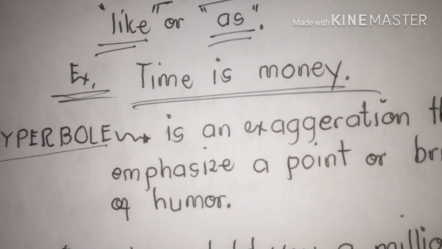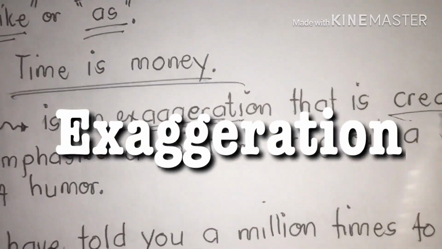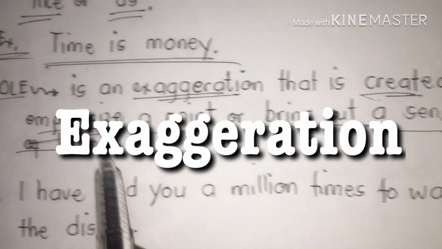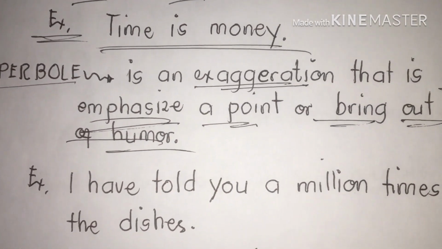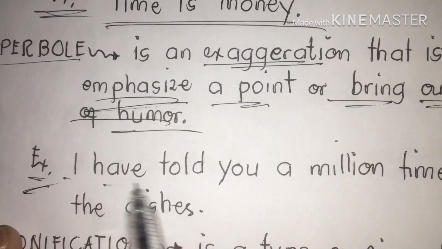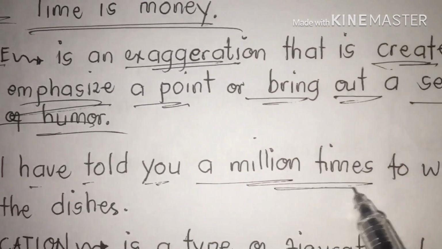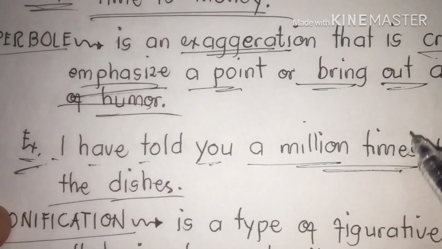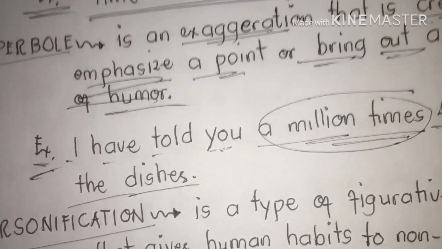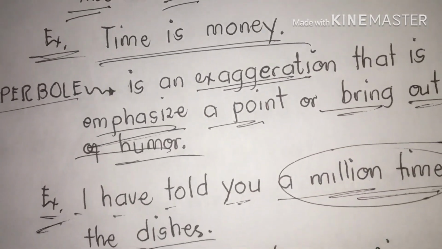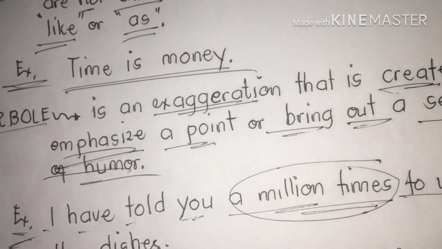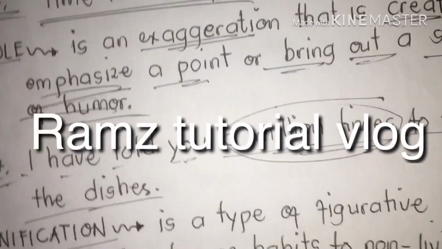Third is hyperbole. Hyperbole is an exaggeration that is created to emphasize a point or bring out a sense of humor. For example, I have told you a million times to wash the dishes. From the words million times, that is exaggeration. It means you are saying a million times that you have to clean the dishes.